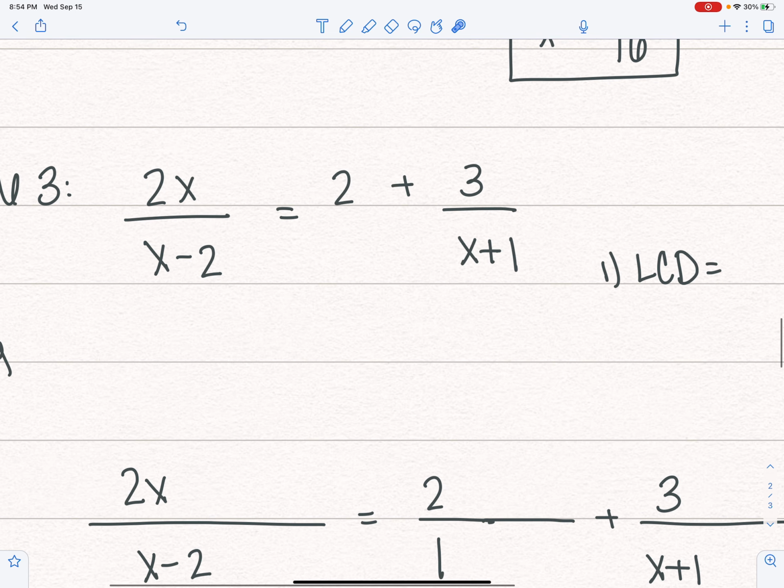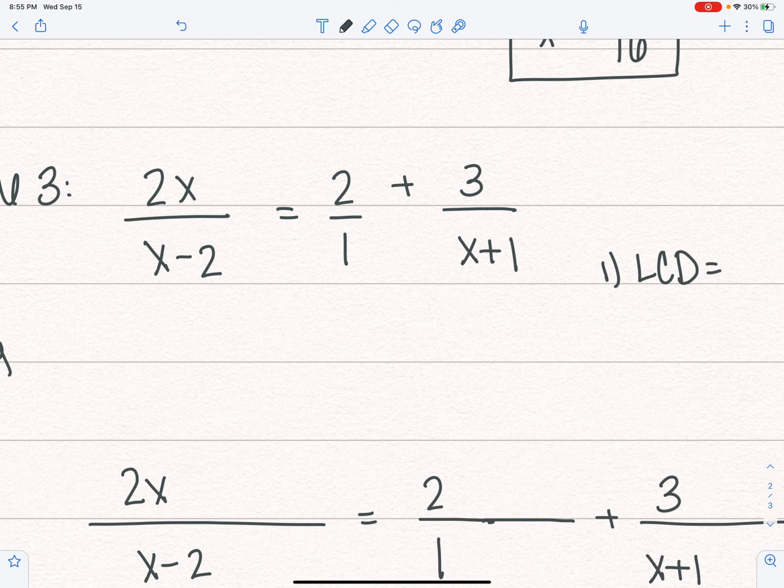All right, last example is going to be 2x over x minus 2 equals 2 plus 3 over x plus 1. And so with this problem, I chose this one because it looks a little different with this 2 in the middle. It's still going to be fractions being added together. But right now this doesn't look like a fraction. And so I have to make it a fraction by putting an over 1 on the bottom.